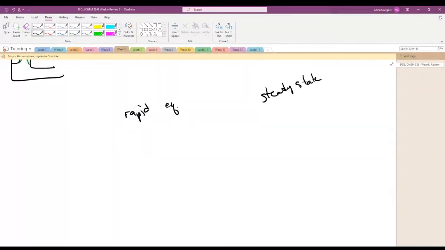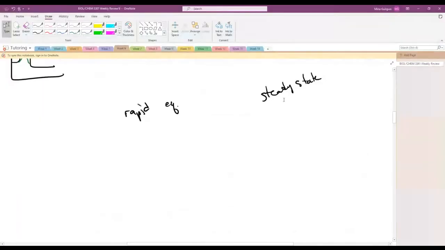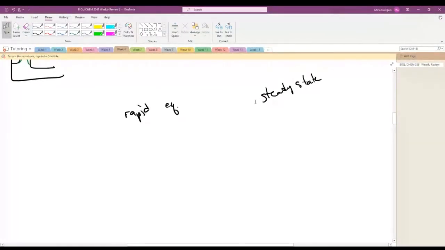So the basic idea behind rapid equilibrium is that the enzyme and the substrate concentrations, excuse me, okay, sorry, my notes are kind of out of order, so I was reading steady state when I was about to start talking about rapid equilibrium.